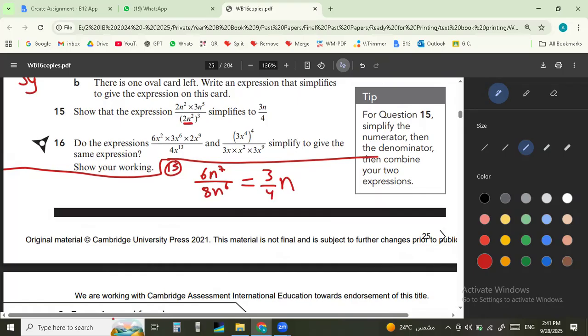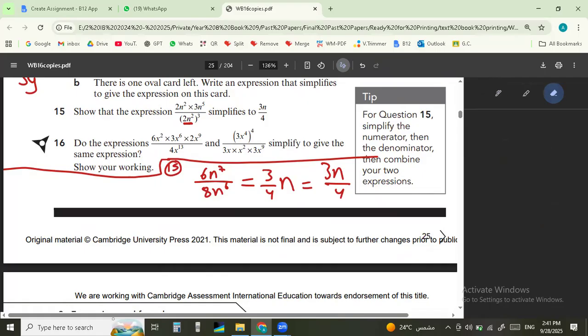Oh, look at that. It is exactly the same. I can write it this way, where the n is in the denominator, or you can also write it this way, 3n over 4, where the n is in the numerator. Both of them are the same. So 3 over 4n is the same as 3n over 4. They are the same. Good. So now this way I showed that when I simplify this, it gave me the same. Question 16. It's not the last, actually.